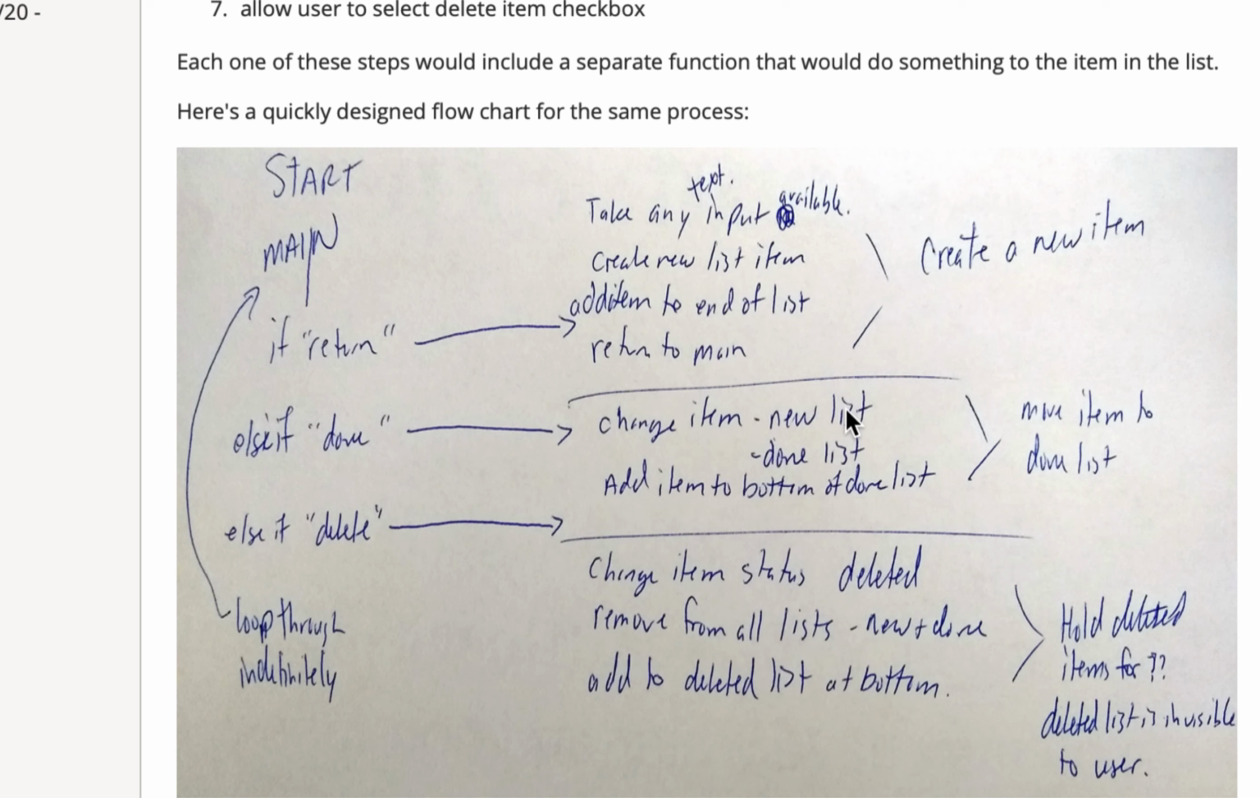But I might actually have it do 2 different things, move it to a different list. Not that difficult in the programming language. And if they press the delete key, it's going to change the status to deleted. And then it will remove it from all lists, and it would add it to a deleted list at the bottom. And I might hide the deleted list and hold on to those just so that if the user wanted to, they could get them back.